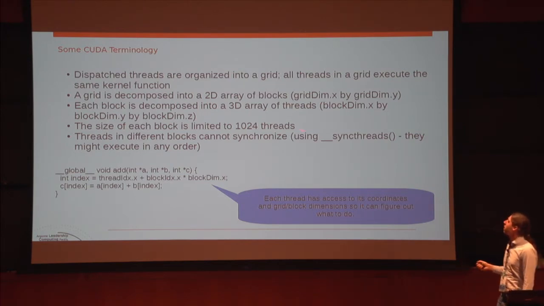And the size of these blocks, however, is limited. On modern GPUs, it's limited to about 1,000 threads per block. And it's only within each block that the threads can actually synchronize, which means it's only within each block that the threads can sort of directly share data.